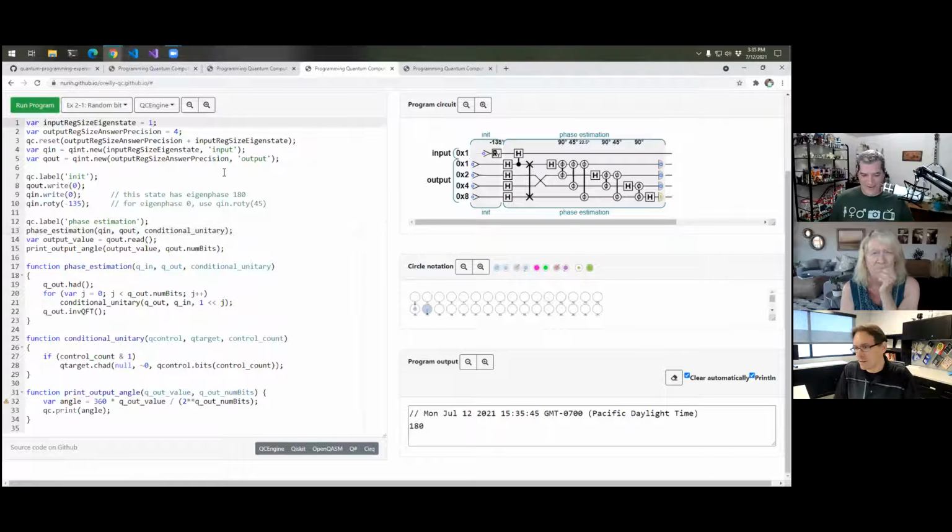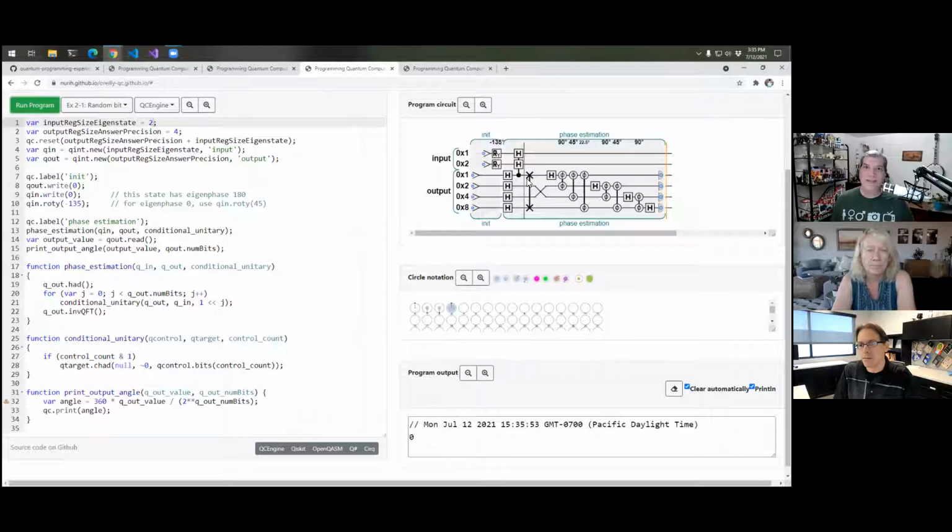One thing I did try was I said, okay, what if we have two input registers? What would happen? This would now no longer be an eigenstate for had, I believe, if we had two input registers. So I was just curious. It still ended up with a single operation, a conditional with two hads. But anyway, that's just something I tried to see what would happen.